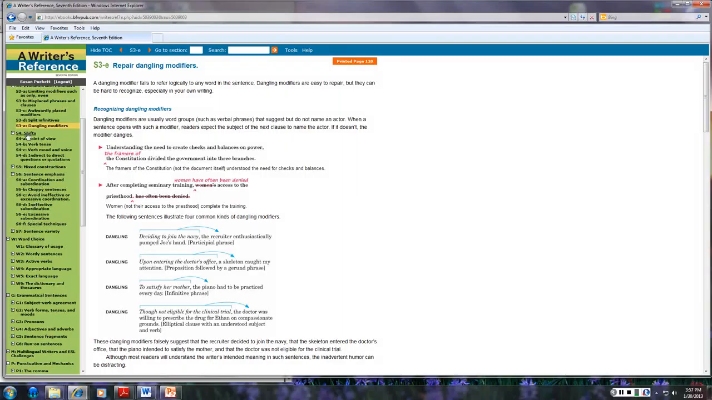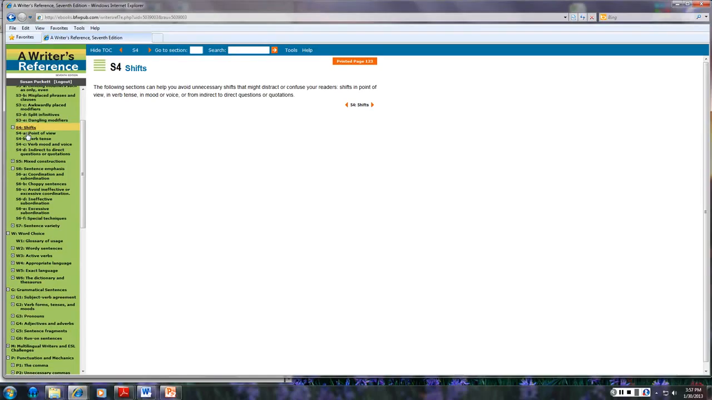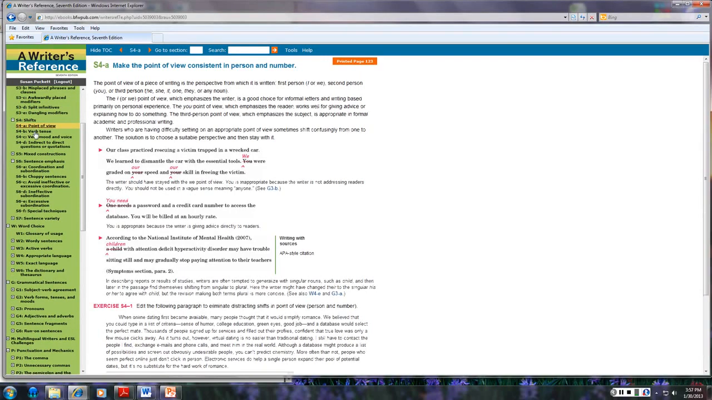Let's look at S4, shifts. Shifts have to do with changes. You can have shifts in point of view, which means the shift is in the person, first, second, or third, I, you, or third person, he, she, or it. What you want to do is be consistent. If you're writing a paper in first person, maintain that voice. If you're writing a paper in third person, maintain that point of view. Do not shift without reason. And as always, we don't use second person point of view.